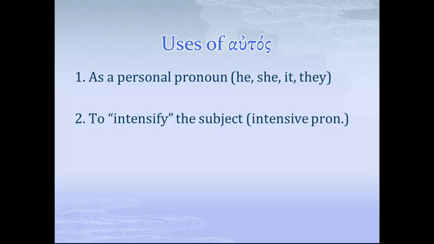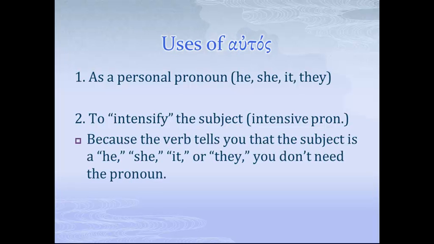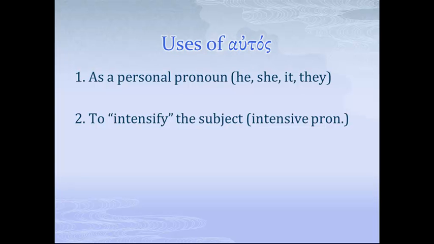This is what we might call the use of autos as an intensive pronoun. And Mounce isn't going to have any nomenclature for this, but when you see a translation like "himself," you'll understand, oh, that's the intensive use of autos going on.